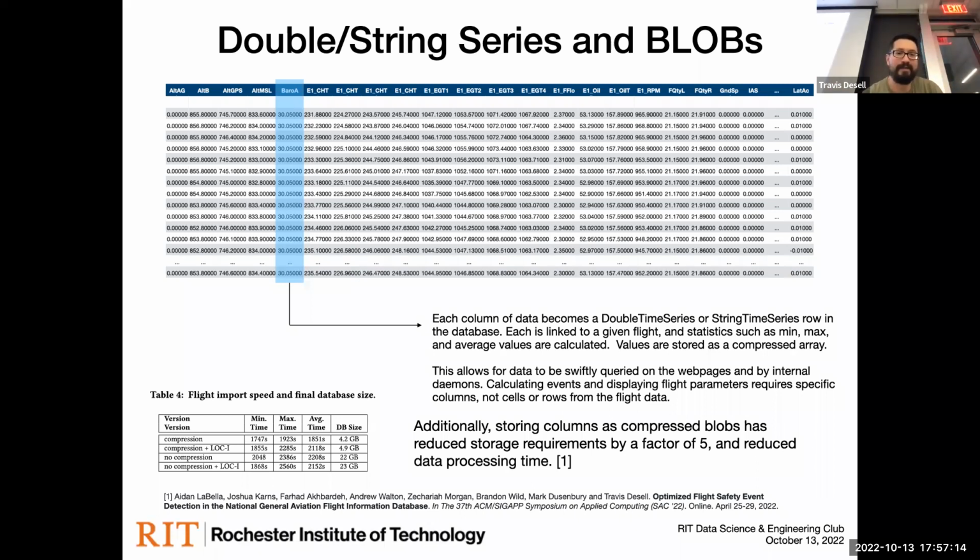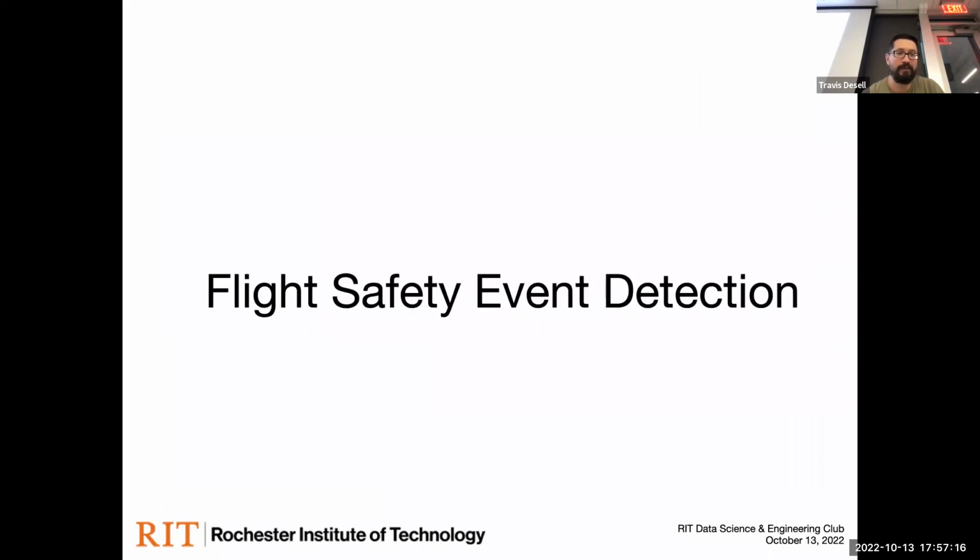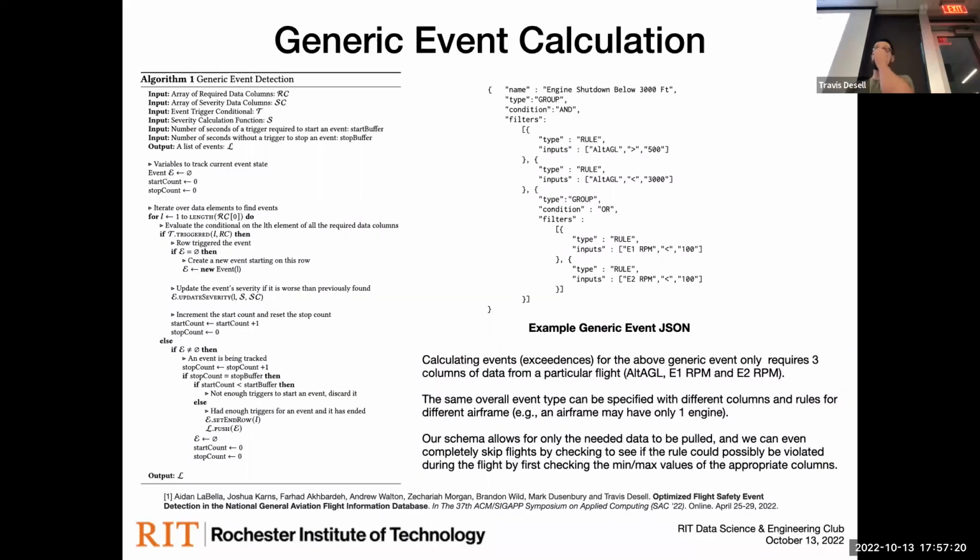Okay, so let's see. We'll move into a little flight safety event detection. One fun thing we implemented for the NGAFID was ways to specify events generically. We have, I think, like 37 different events in the NGAFID right now for different airframes and things like that. Having to write a class to detect a particular event when we can actually define it pretty simply didn't make sense. It was kind of ugly code. So how could we make this a little bit generic?